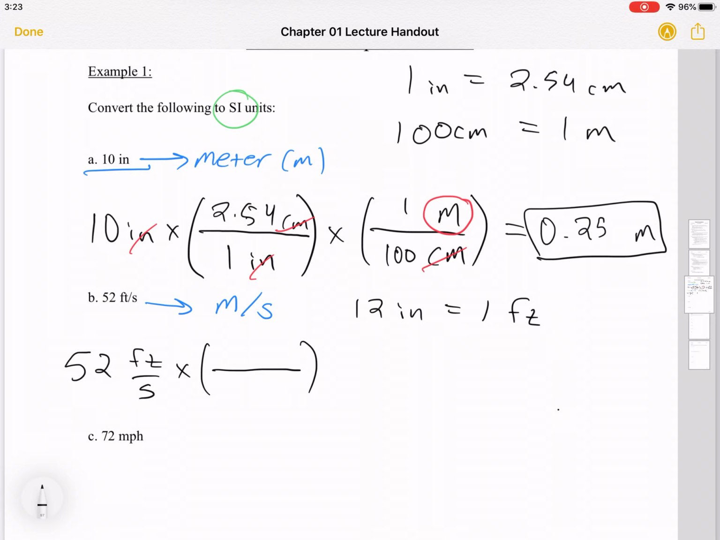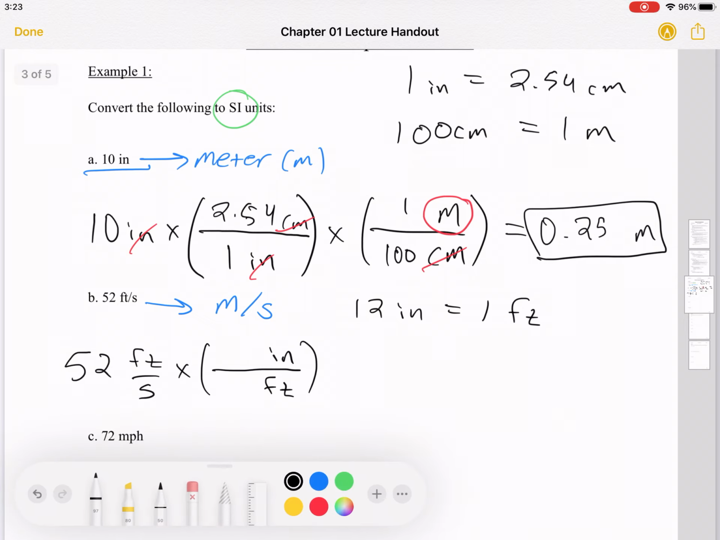So my first conversion is going to be feet to inches, and I need the feet to go away and the inches to show up. So that's how I'm going to put this conversion factor. And what is my conversion? It's 12 inches per foot. So the 12 goes upstairs and the 1 goes downstairs. Okay, great.